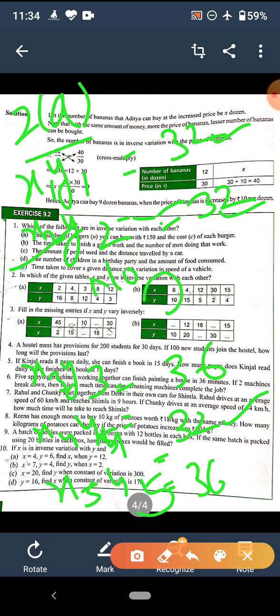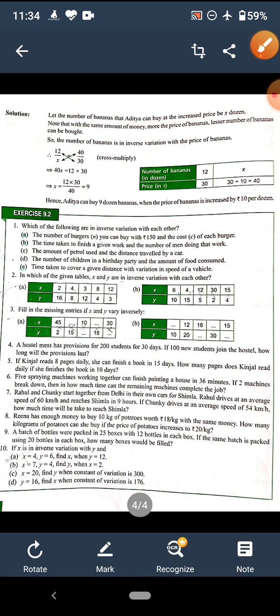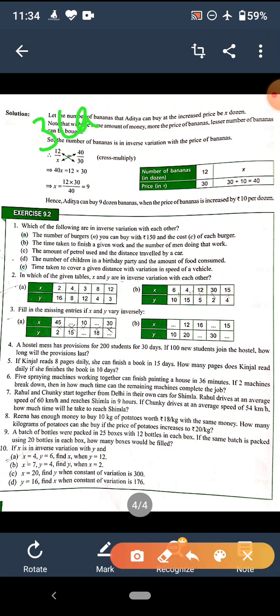In the next, 10 into 6 is 60, 15 into 4 is 60, 12 into 5 is 60, 30 into 2 is 60, 15 into 4 is 60. So the B part is in inverse variation. Fine. By using the same logic, you have to apply in question 3 also. You have to find the missing entries.